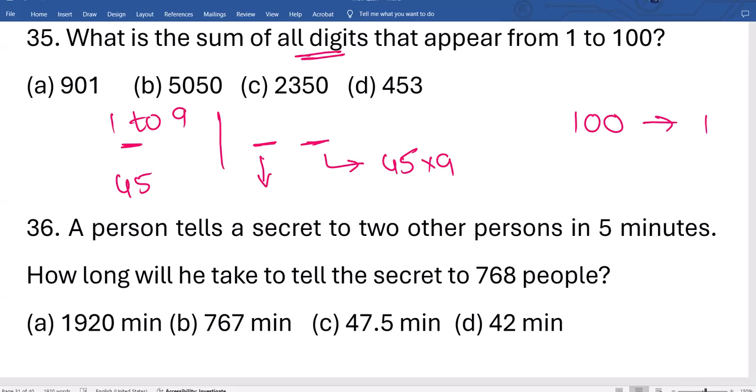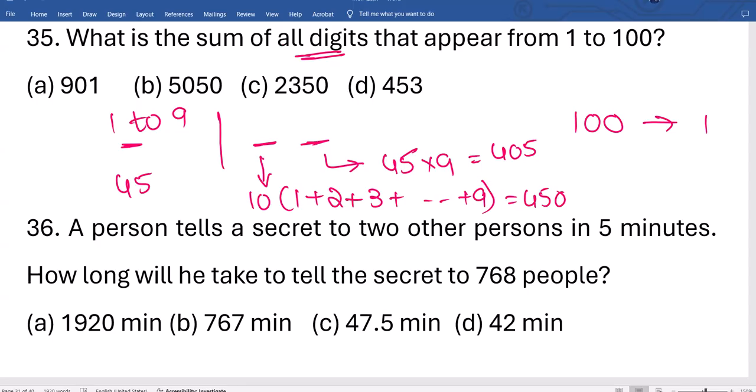1 will come 10 times, 10 to 19. 2 will come 10 times, 20 to 29. 3 will come 10 times. So 1 will come 10 times, 2 will come 10 times, 3 will come 10 times, and so on. 9 will come 10 times. So this is 450. Here 405. Here 1.